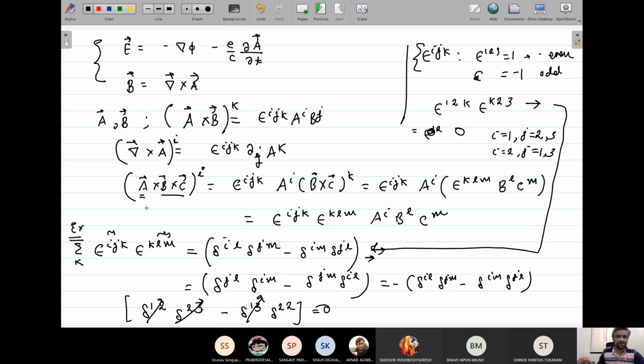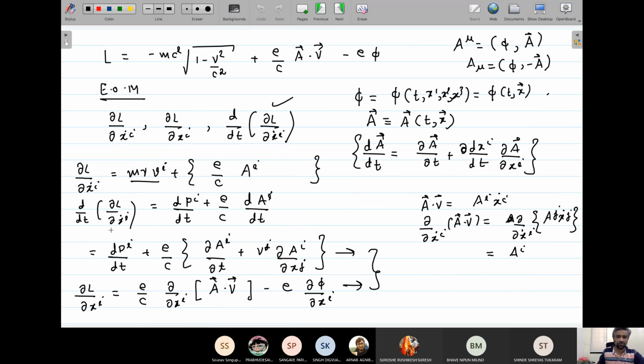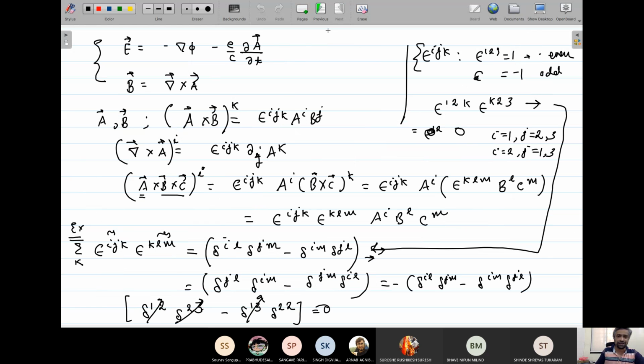So we need to show the correct Lorentz force law from this as the Euler-Lagrange equation of motion. We need a computation like this. The calculation will involve terms like this. Okay, so I will stop here, and you go through this calculation and finish this exercise. I will stop here and I will let you know the timing of the next class.